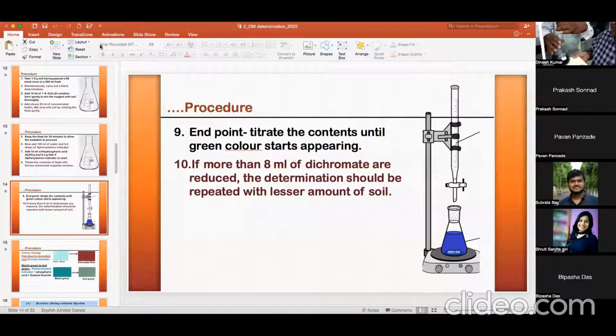So are you able to see the titration? Yes, sir. Good. Now you see the change in color.